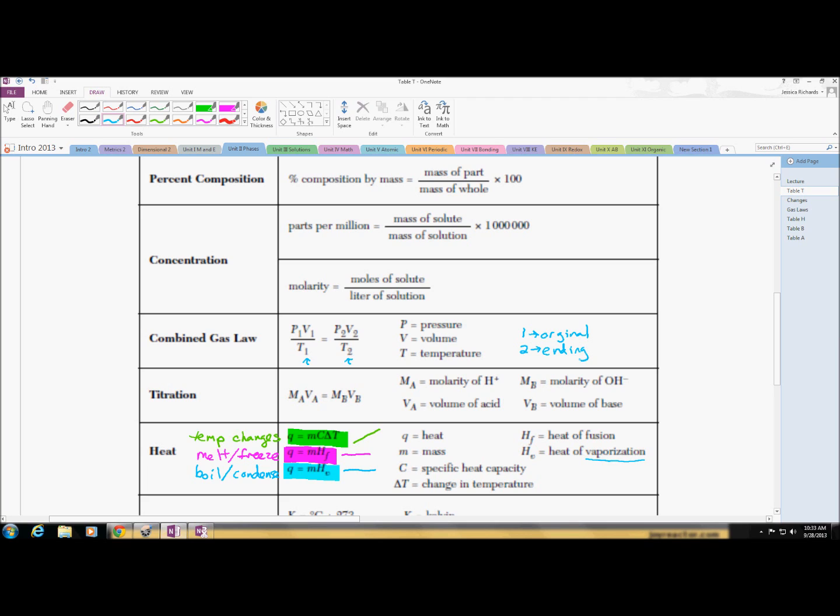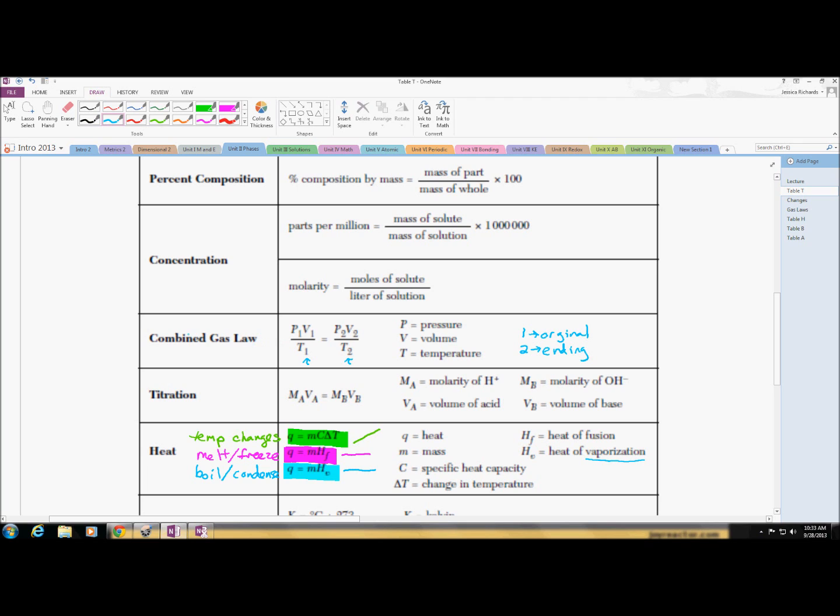And it doesn't really matter which side they go on, as long as you group all of the conditions for what the gas was at one point in time together on one side of the equation, and all of the conditions that the gas was at another point in time on the other side.